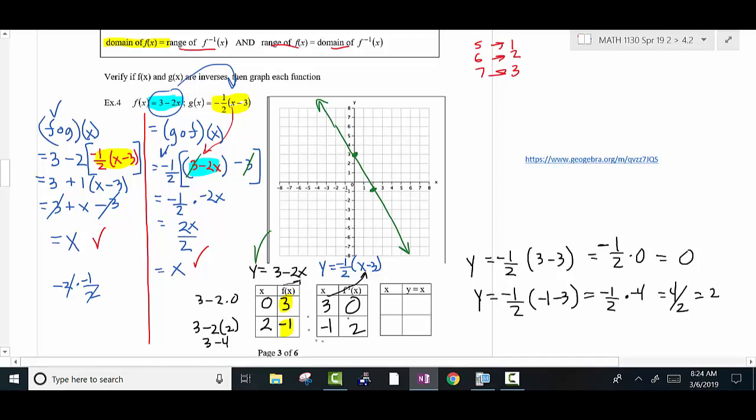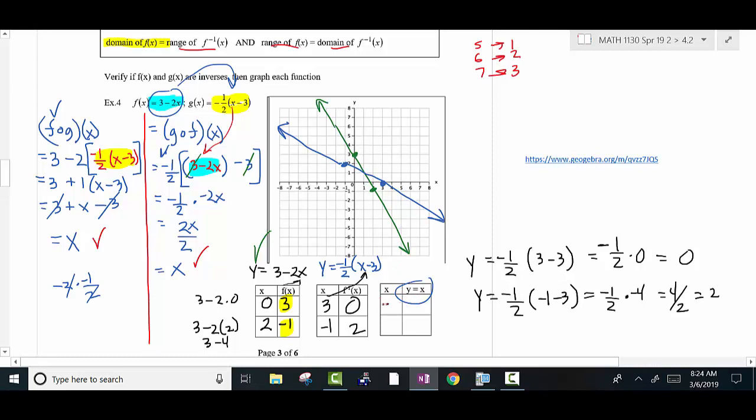So you want to plot these points. We want to plot 3, 0, and then negative 1, 2, and then connect the dots like that, and that'll give you the 2 lines. And then I'll show you how this is symmetrical. Anytime you have an inverse, it's always symmetrical about the line y equals x. So we're also going to graph that, because I want you to visually write down a couple of things on the graph.